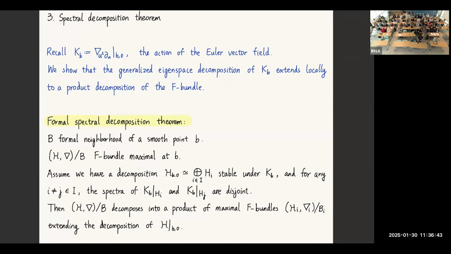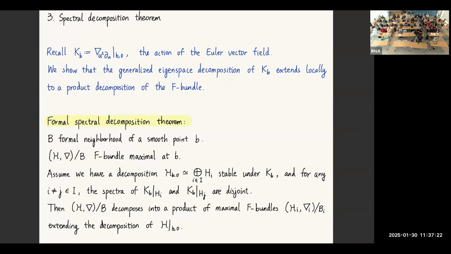So assume we have some decomposition stable under this Euler vector field action. Here it's just a single operator K_B. We have some decomposition, or you can just take the generalized eigenspace decomposition. And we ask that for this decomposition, the spectra of different pieces are disjoint. Then the claim is that this F bundle decomposes into a product of F bundles.